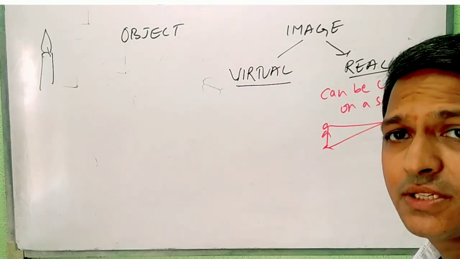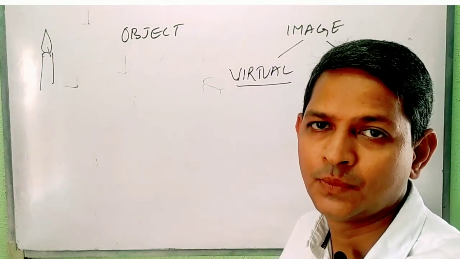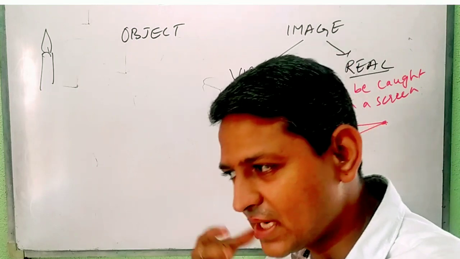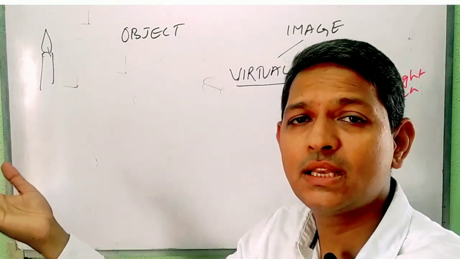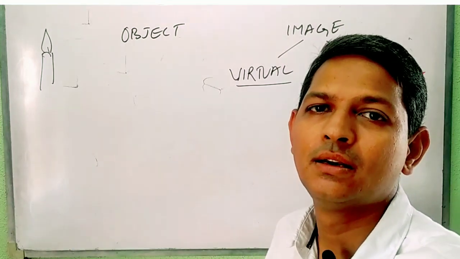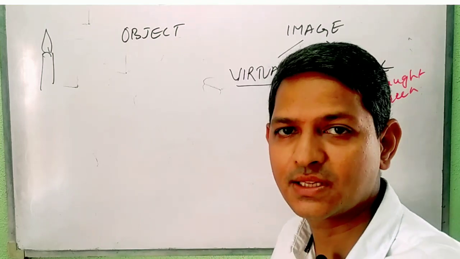Then what is a virtual image? An image which cannot be caught on a screen. A classical example is when you stand in front of a mirror. You are an object, but what you see inside the mirror is an image. And what image is it? That's a virtual image. That cannot be caught on a screen.